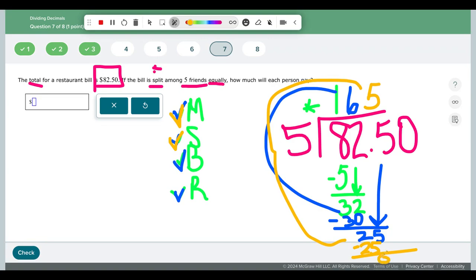And this is the tricky part. Some kids are like, oh, I got a 0, I'm done. And then they just end it. You can't. You still have stuff up here. So you still want to keep going. Okay. So just because you have a 0 here doesn't mean you're not ready to bring something down.